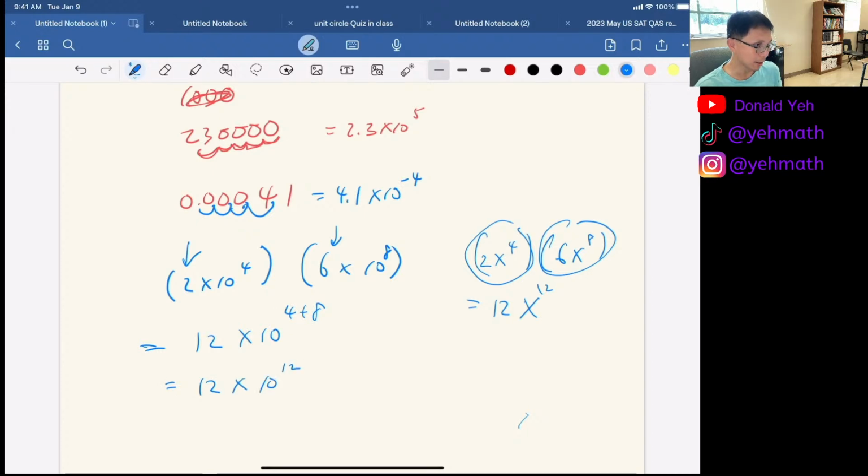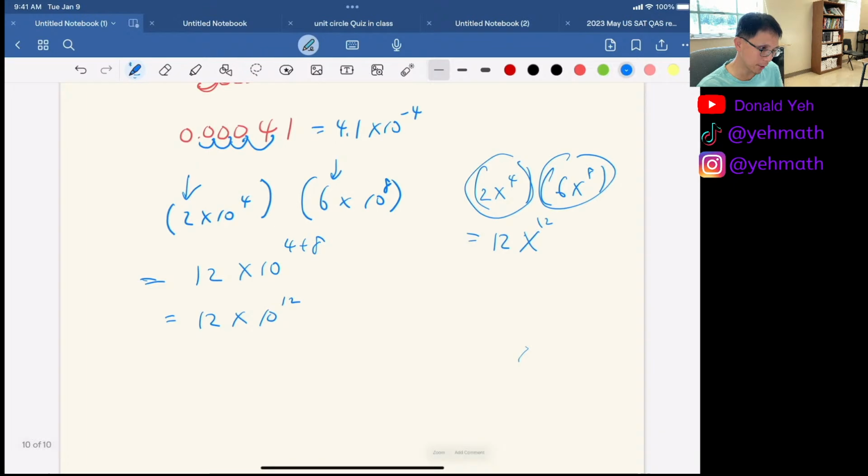That is scientific notation, but not yet. Pay attention. Why is this the wrong scientific notation? Because it's greater than 10. Now, is it possible to make it less than 10? Yes, of course. You can say 1.2 times 10 to the first, right? Because I can change this 12 into this times 10 to the 12th.